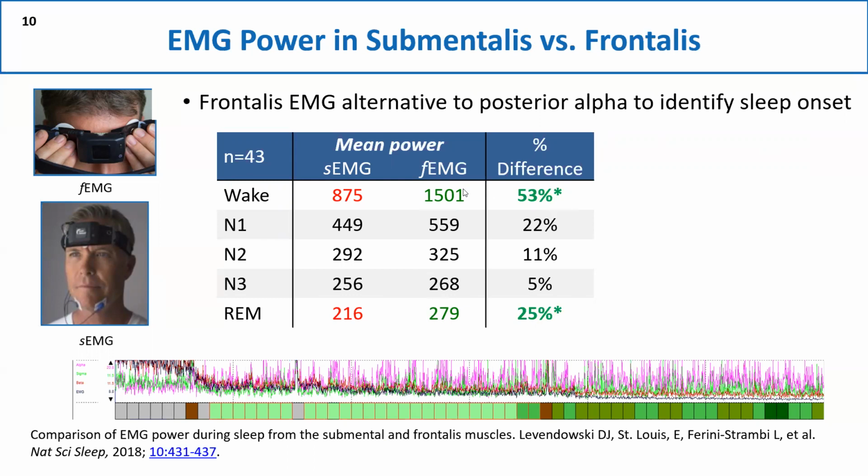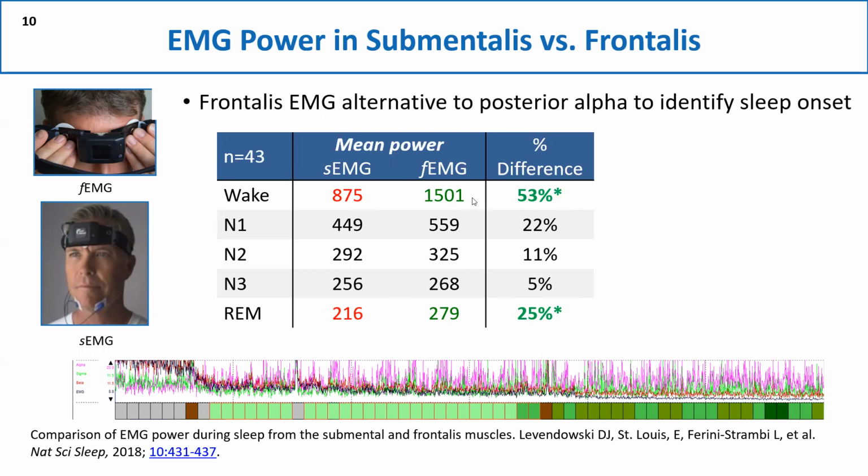And here's what we see. We can see that there's a 53% greater power during wake in the frontalis than we get from the submental EMG. And we also saw greater power during REM, when EMG power is supposed to be suppressed, as compared to the submental. So both of these were statistically significant.